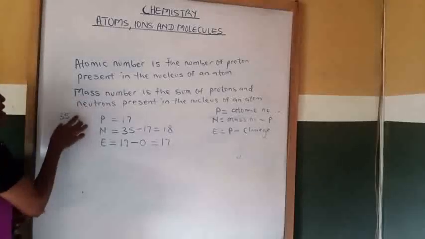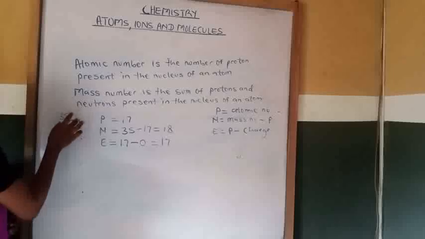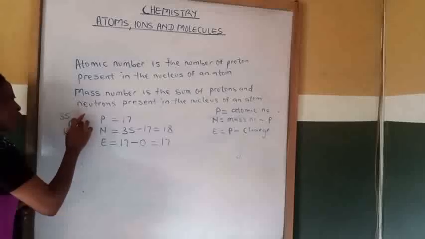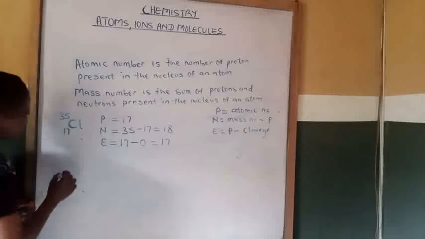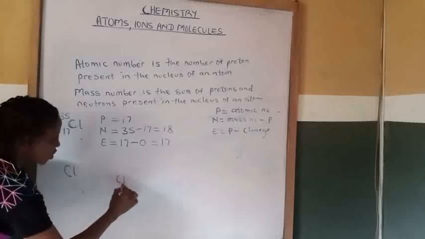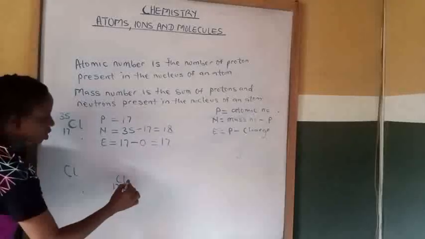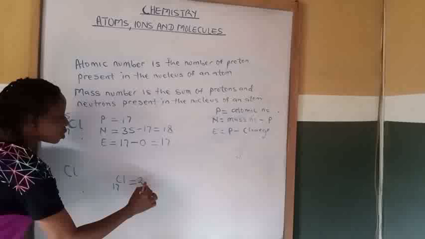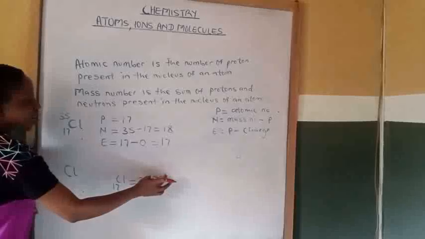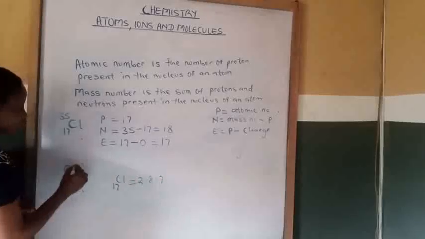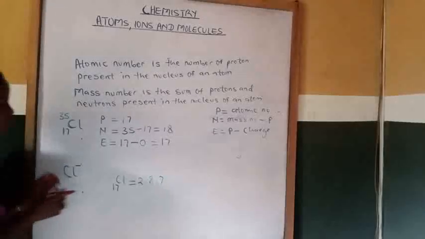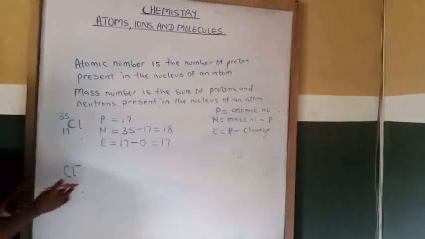Now, if this chlorine becomes an ion, how can we calculate the number of charge on this chlorine? What will be the number of charge? Chlorine is number 17. The electronic configuration will be 2, 8, 7. So the last shell needs one more electron to balance. So therefore, the charge on chlorine will be minus, which is the same thing as minus 1.